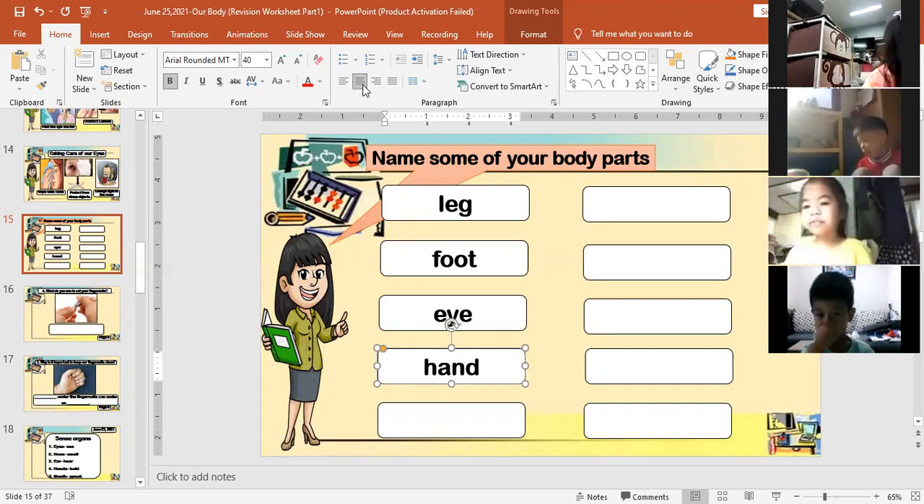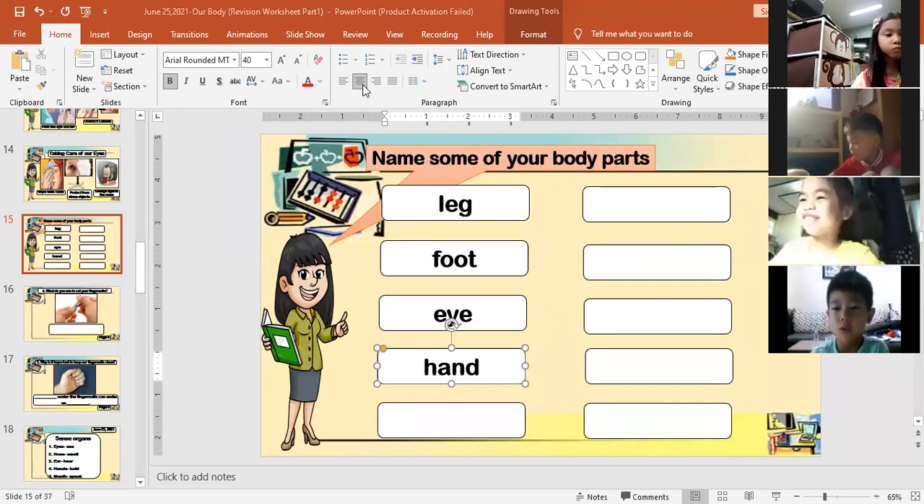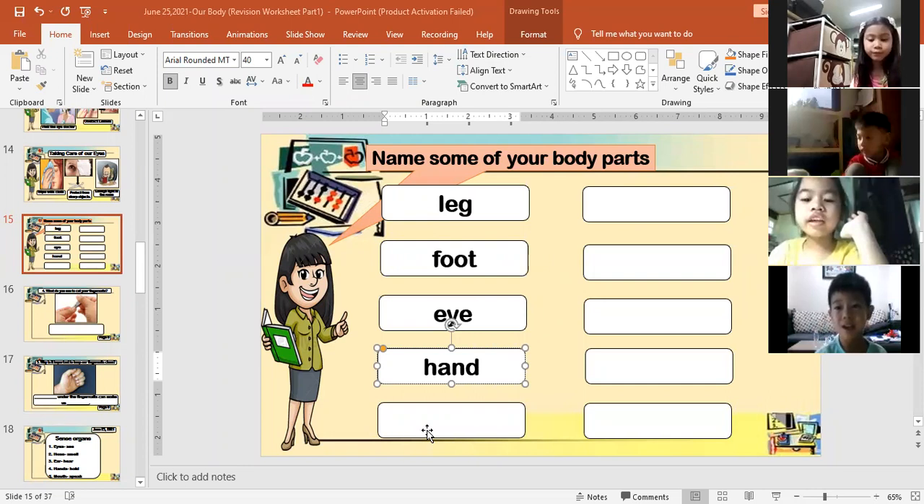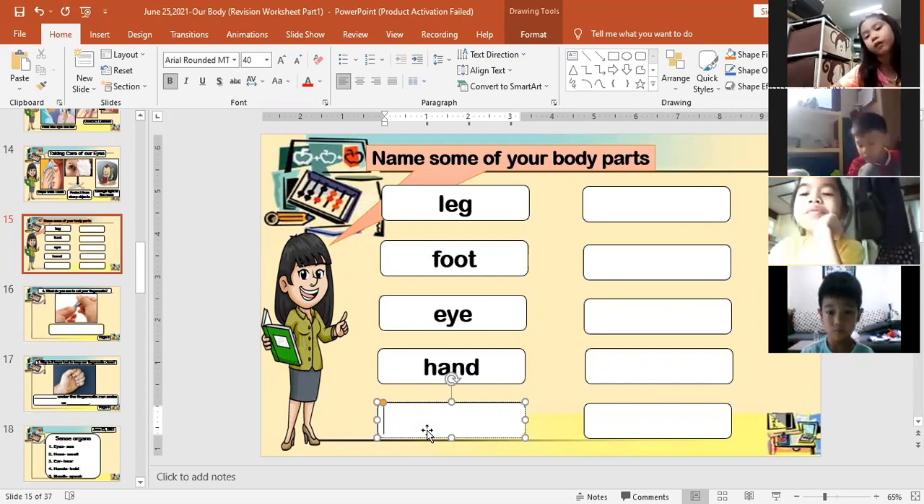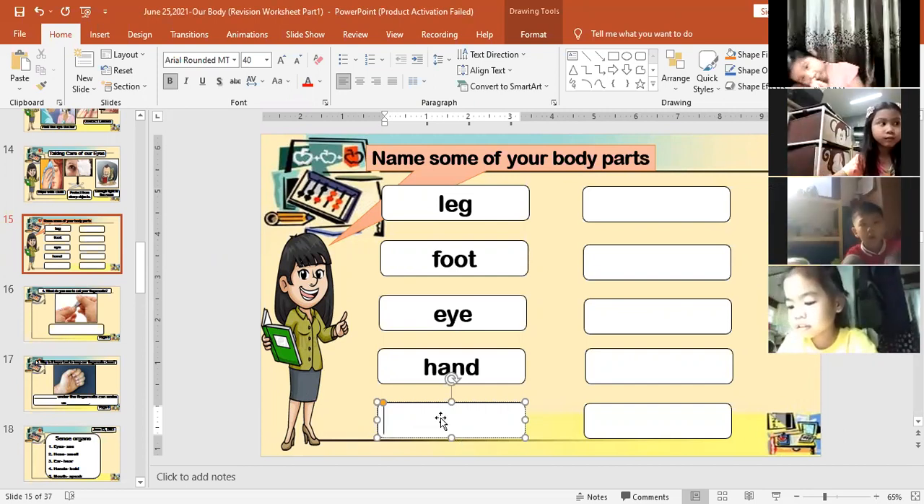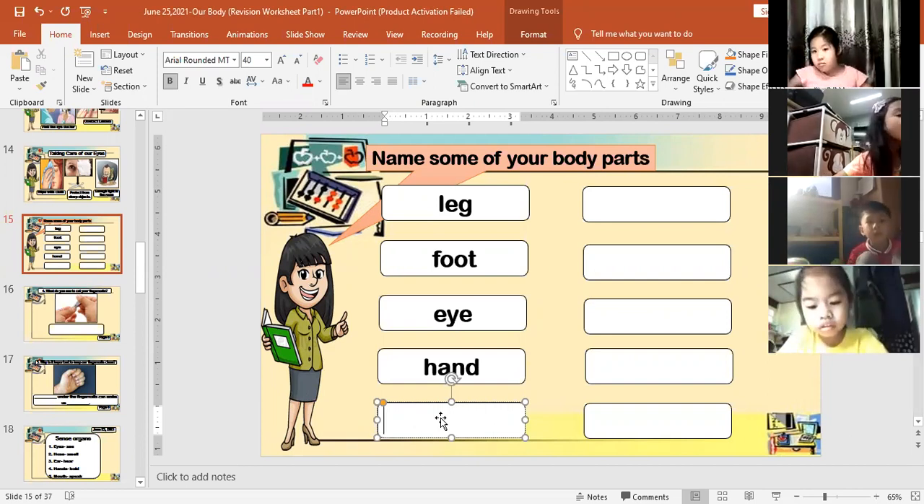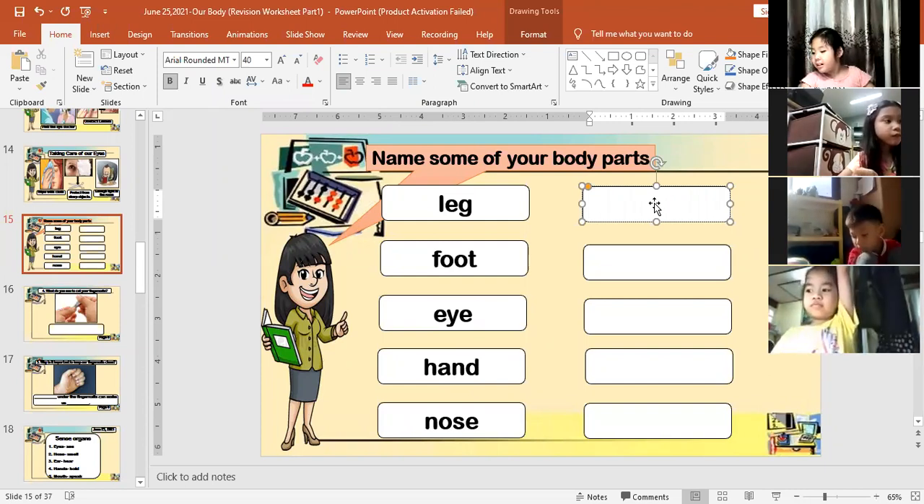Next, another hand, we have Riku. Give me one example of the part of your body. Nose. How do you spell nose? N-O-S-E. Okay, N-O-S-E. Aside from leg, foot, eye, hand, nose, what else? What part of your body can you give?